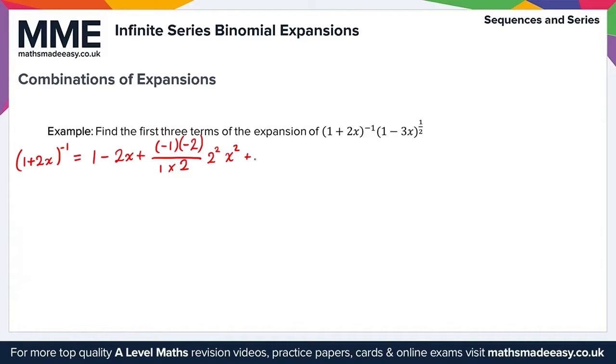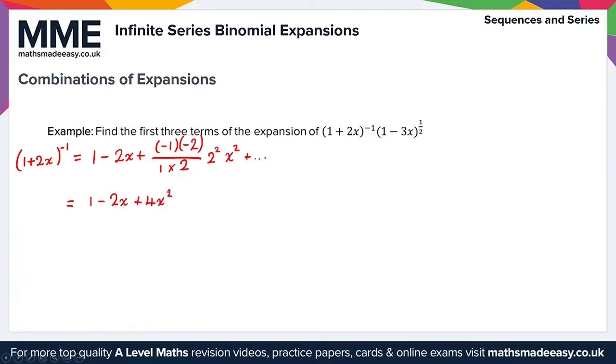We don't need to worry about any more, but obviously this would carry on here. Okay, so if we simplify here, what I get then is 1 minus 2x, and simplifying this part here, that's going to be minus 1 times minus 2, giving us 2. We divide that by 2, so it gives us 1, and then we times that by 2 squared, and times that by x squared. So that would just simply give us 4x squared there.